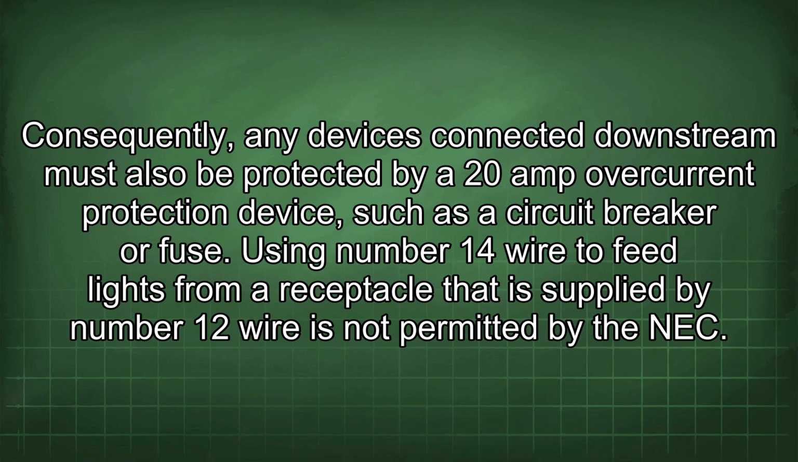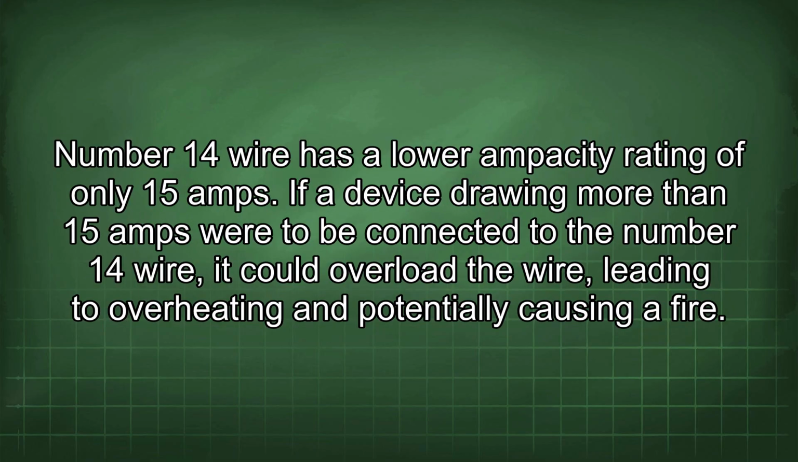circuit breaker or fuse. Using number 14 wire to feed lights from a receptacle that is supplied by number 12 wire is not permitted by the NEC. Number 14 wire has a lower ampacity rating of only 15 amps. If a device drawing more than 15 amps were to be connected to the number 14 wire, it could overload the wire, leading to overheating and potentially causing a fire.